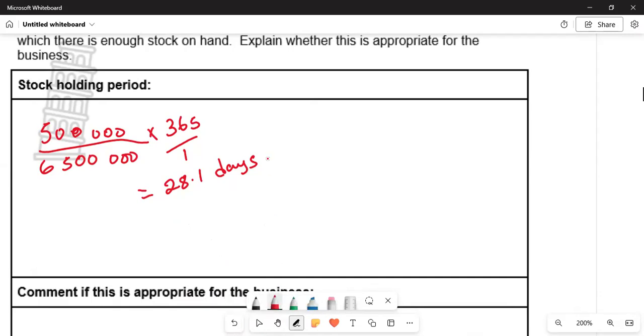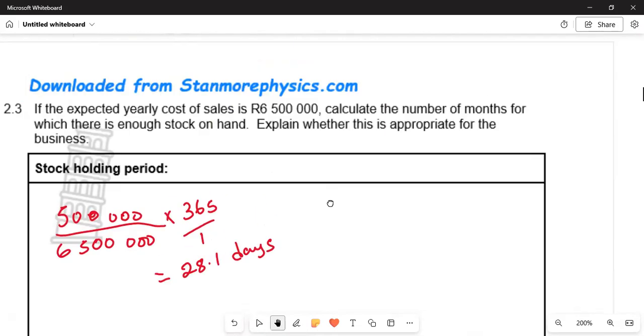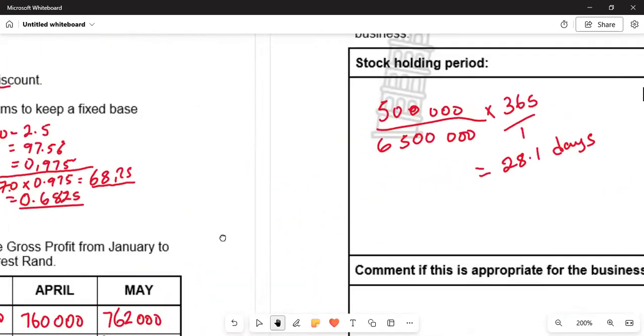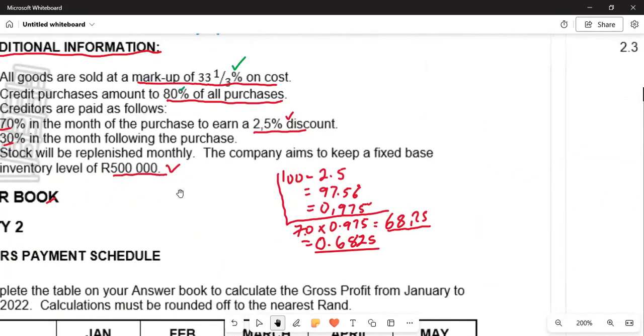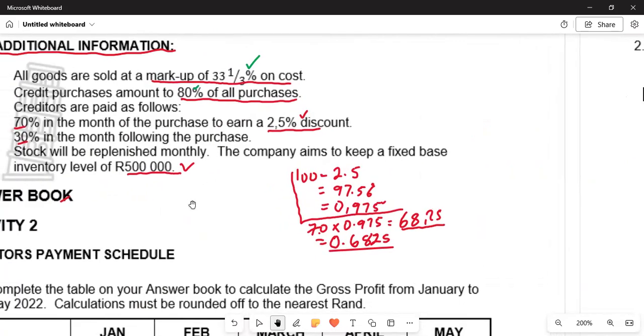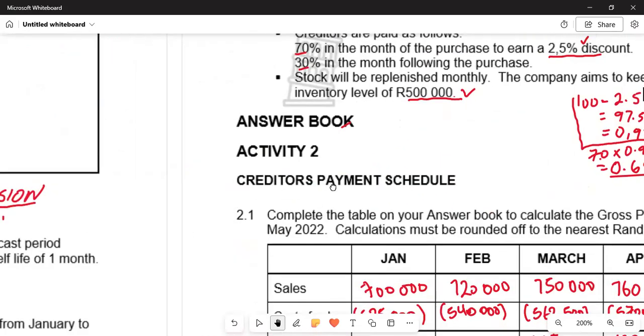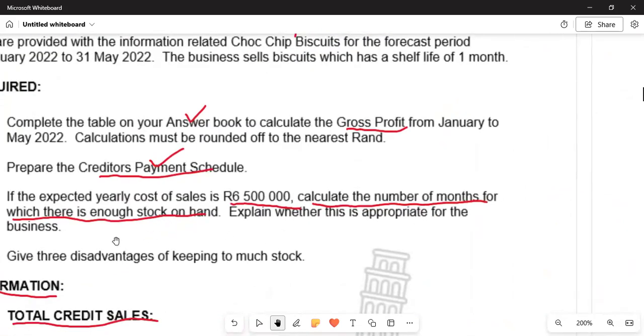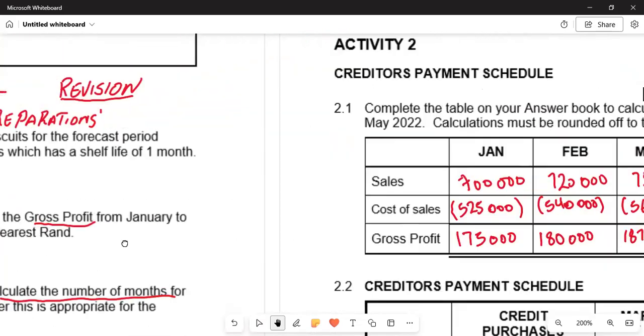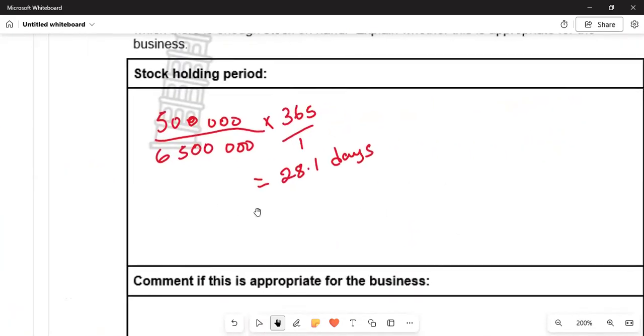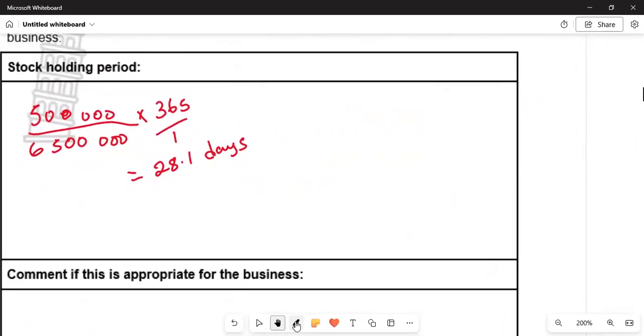So the 500,000, you will remember very well, is the amount we are told the company aims to keep as fixed base inventory level. This is the inventory level, divided by 6 million that we are told about, which is the expected yearly cost of sales. So then it gave us 28 days. So that is our correct answer.